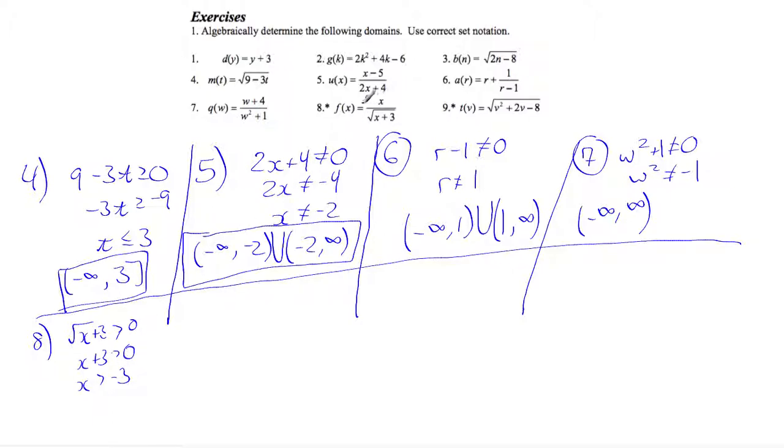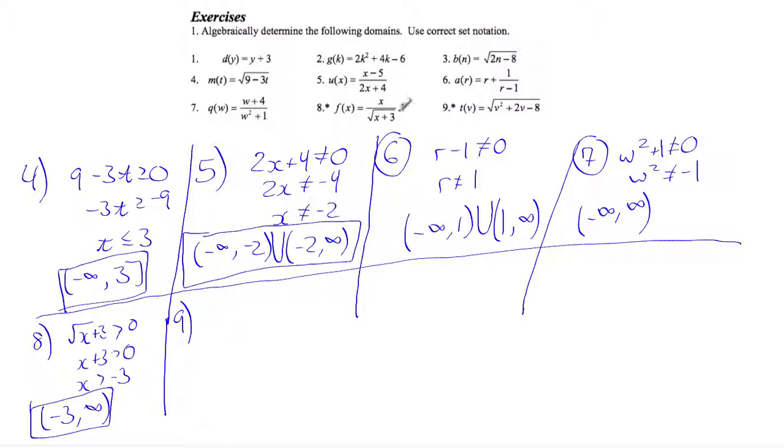Before, when we had a square root, like in number 4, we said it could be greater than or equal to. But here, we know it can't be equal to 0, so it's just going to be greater than. So this means that instead of a bracket, I'm going to put a parenthesis. So -3 to positive infinity. And that's my answer for number 8.